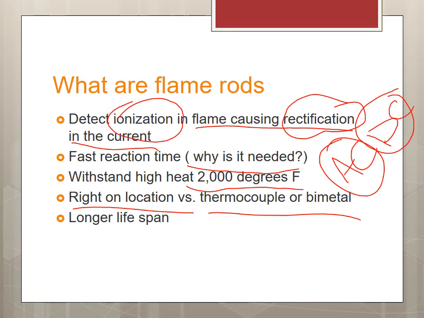Thermocouples or bimetals can be away from the flame, they only sense temperature, and that's not what we are looking for. And they also have a longer lifespan. Flame rods, you can probably see them in some gas burners and residential ones, because they're becoming more and more popular. Okay, those are flame rods.